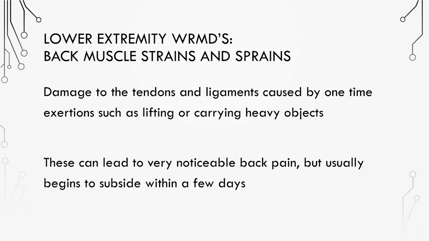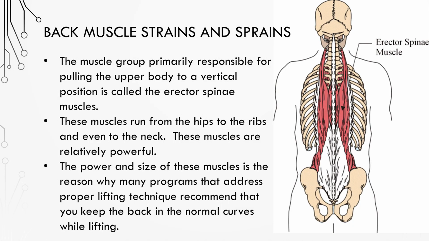Muscle strains and sprains arise due to damage to the muscles, tendons, and ligaments and are caused by acute trauma, often when lifting or carrying heavy objects. This damage leads to significant back pain but typically subsides after a number of days, up to a couple of weeks. These injuries typically involve damage to the erector spinae muscles, which are the large and robust muscles responsible for spinal extension that run from the pelvis to the neck.